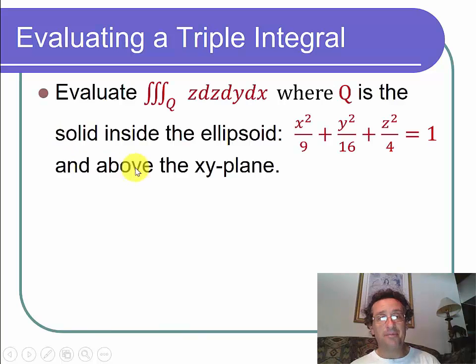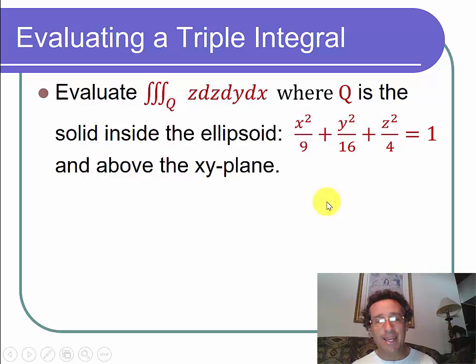So here's the question. Evaluate the triple integral over the solid Q of z dz dy dx, where Q is the solid inside the ellipsoid x squared over 9 plus y squared over 16 plus z squared over 4 equals 1, and above the xy plane.